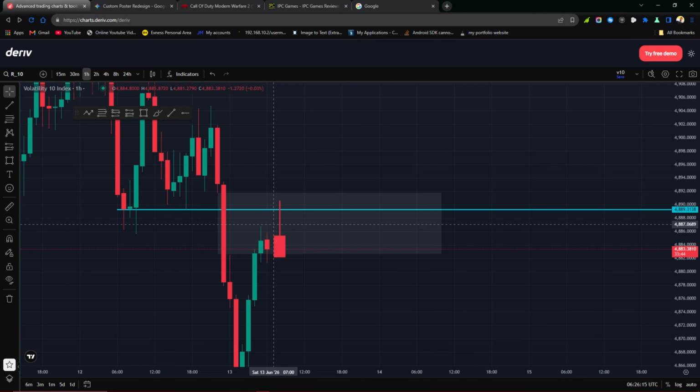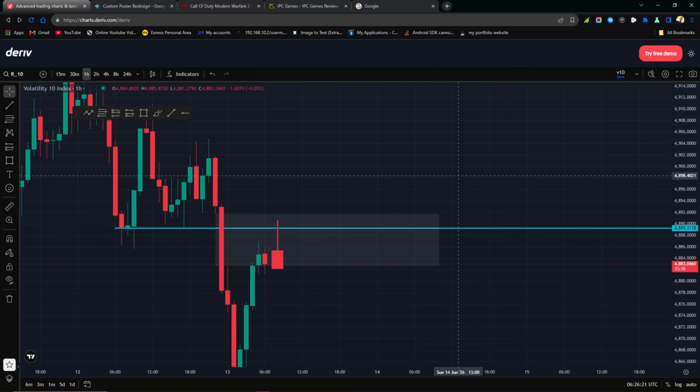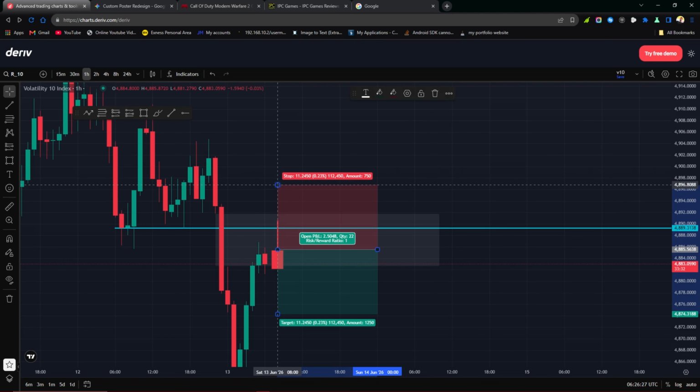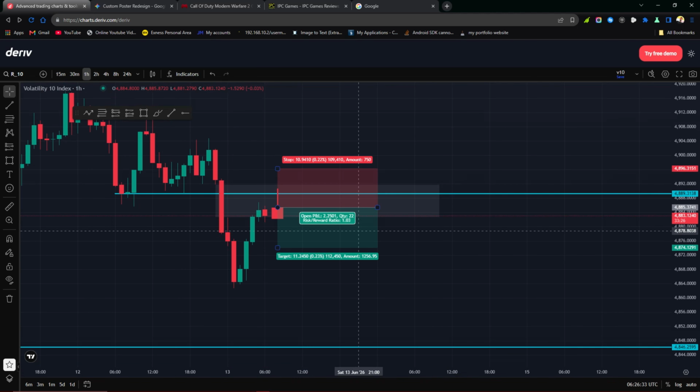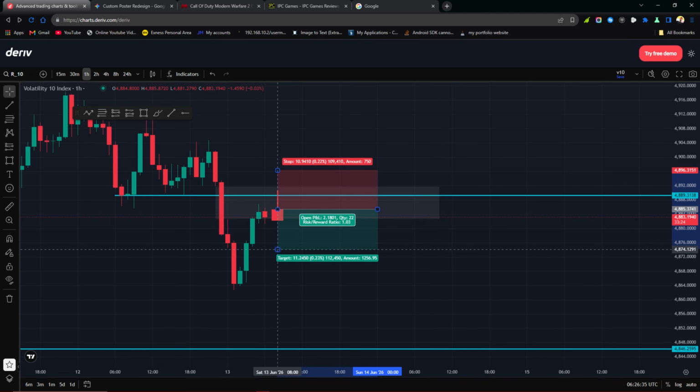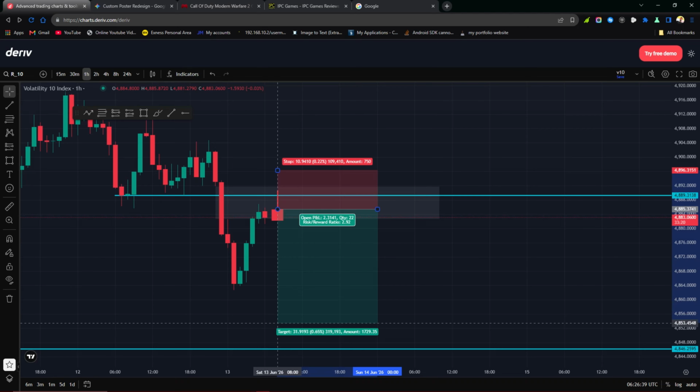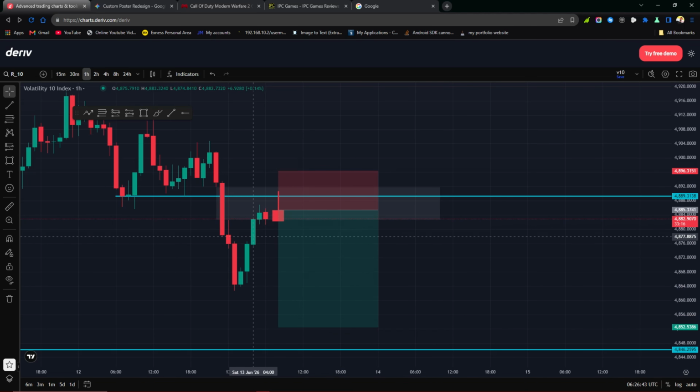If I see this type of confirmation, then I'll go in for a sell at the close of this hammer. So I want you guys to watch out for it. At the close of this hammer, I'm going for a sell, and my target will be at least 1:3. That will be my target. Alright guys, so this is what I'm currently looking out for.